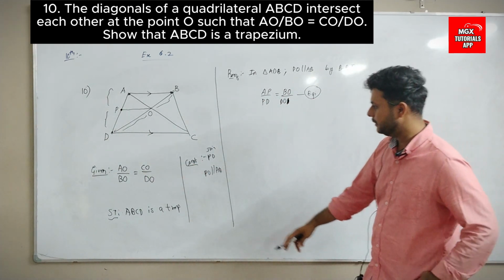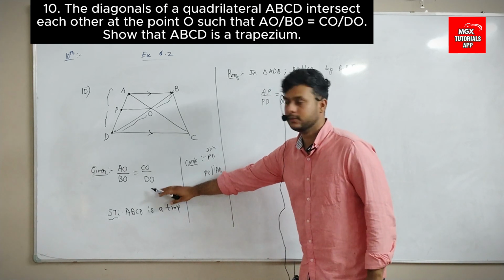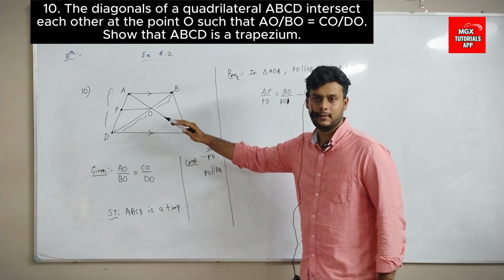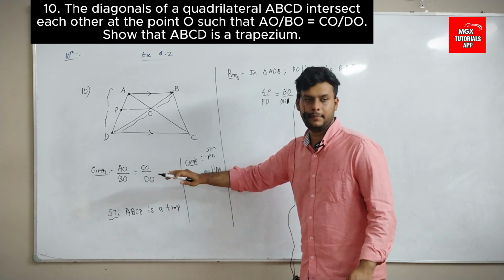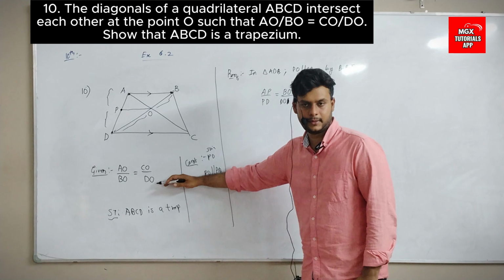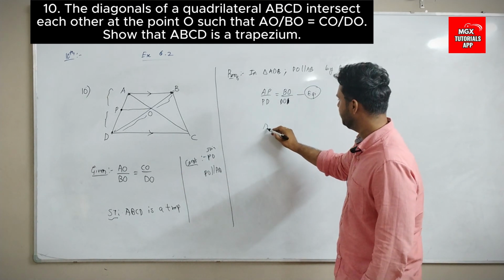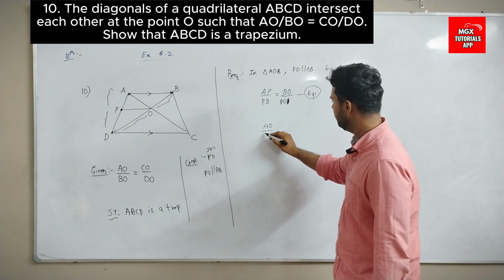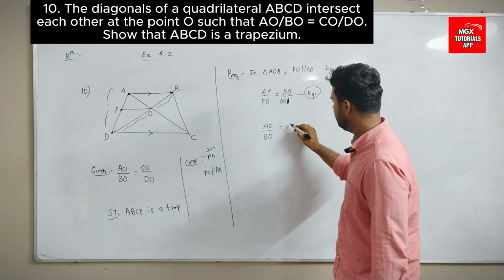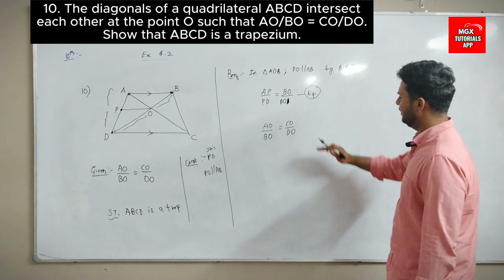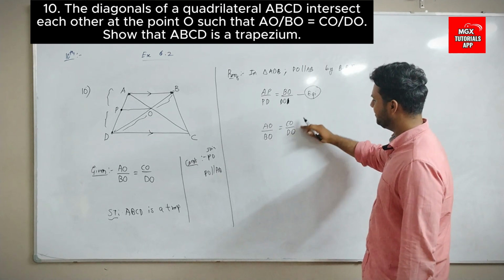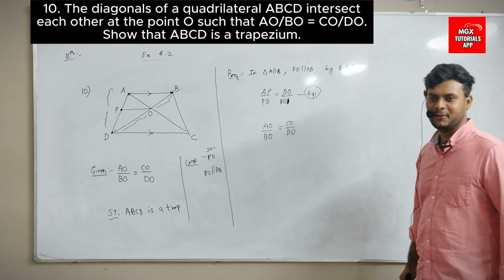And second thing, this is already given to me. So I will not take other triangles, because this is already given. I should use that somewhere. So I will write that AO by BO is equal to CO by DO. Now sit and think. In this and this, can I match something? Or how can I match?